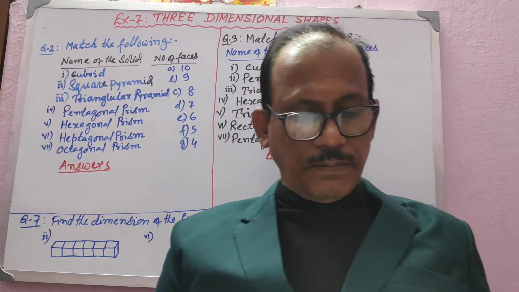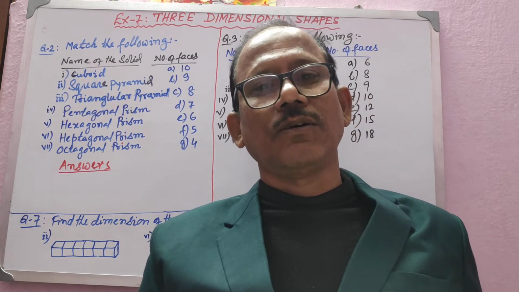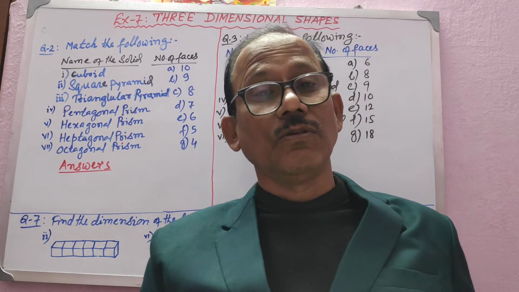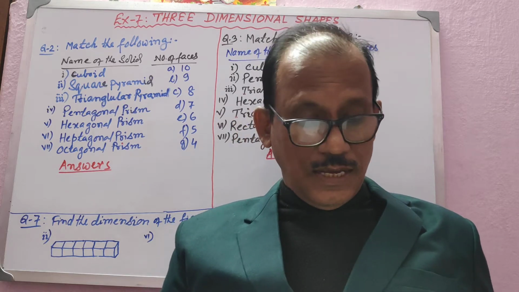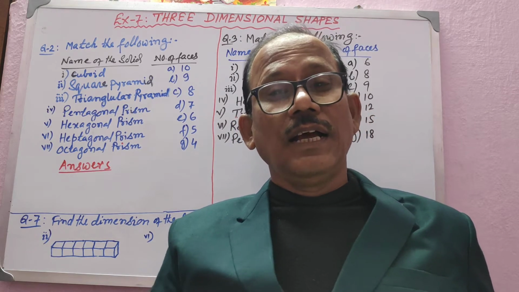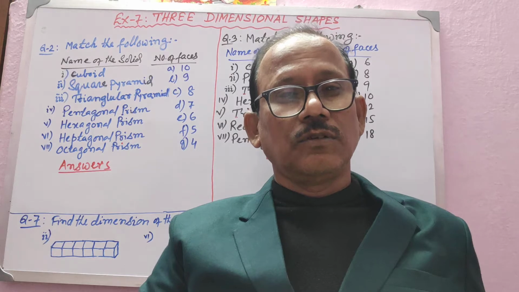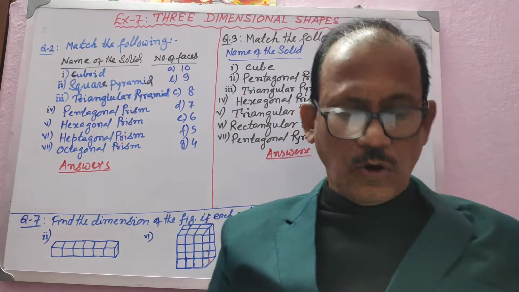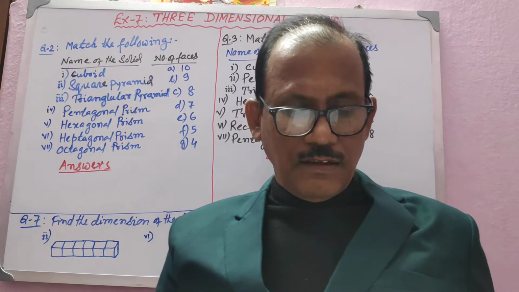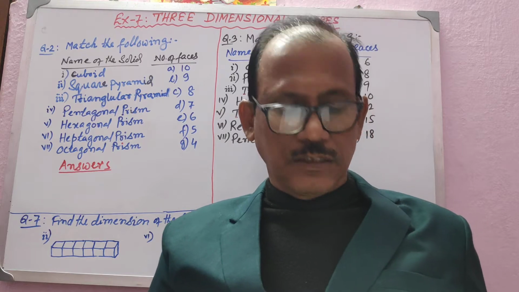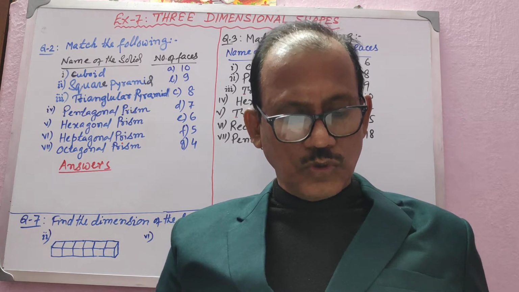Now, a pentagonal prism has 10 vertices. A pentagonal prism will have 10 vertices because a pentagonal prism means 5 on the bottom surface and 5 on the top surface. You will have 10 vertices, 5 plus 5. So it's a correct statement, a true statement.